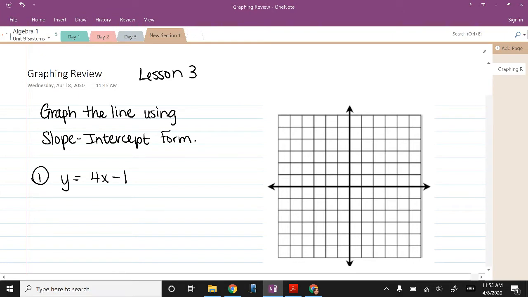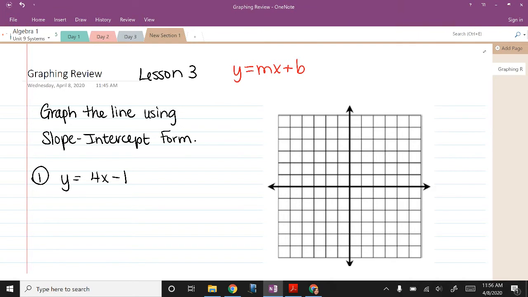So we're going to just practice today finding the graph of a line using slope-intercept form. So remember, slope-intercept form is y equals mx plus b, where m is the slope of the line and b is the y-intercept. And remember, a y-intercept is where we cross the y-axis. That is the vertical axis that goes up and down.